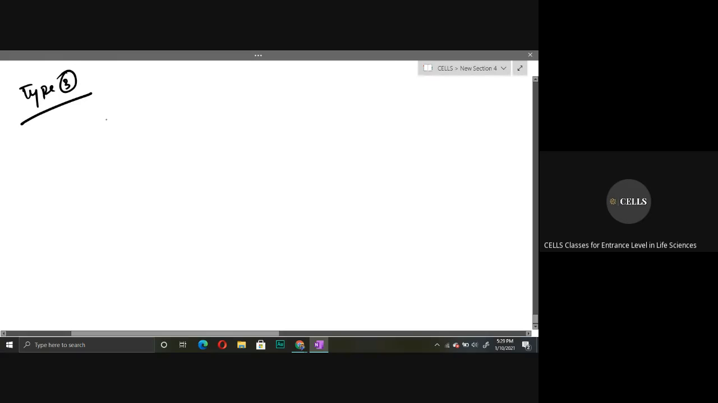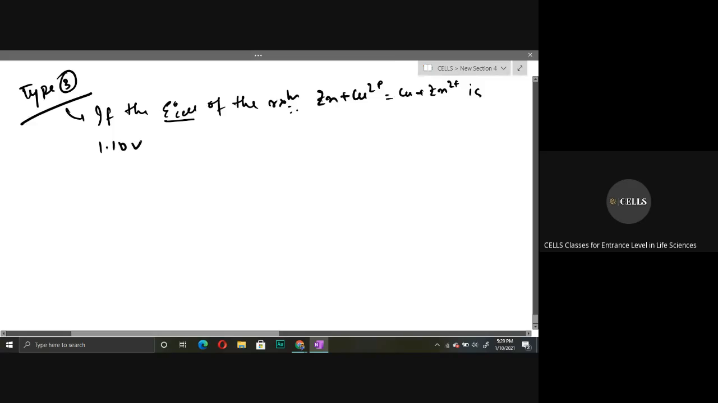Now, the question is, suppose the standard E0 cell value of the reaction Zn plus Cu2+ gives Cu plus Zn2+, this is the reaction, is 1.10 volt. Okay, the E0 value is given. Find the cell potential.